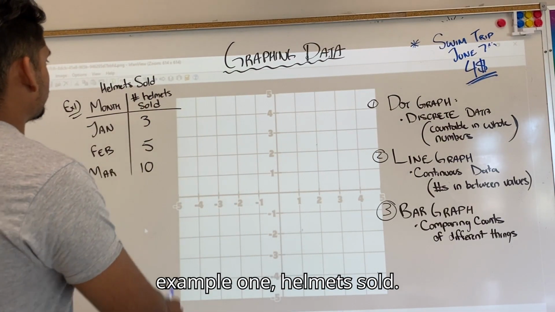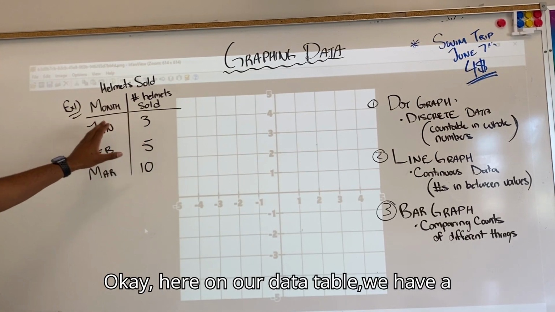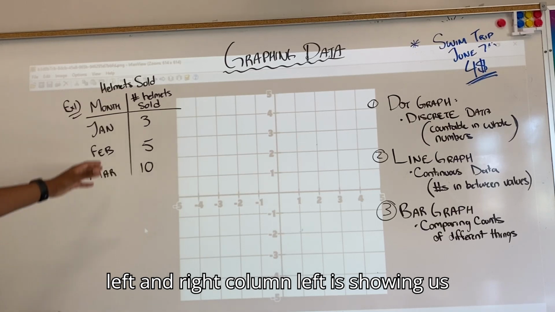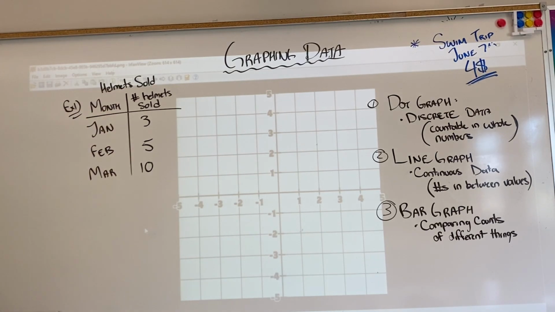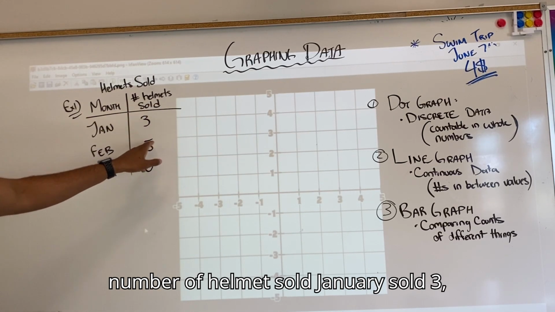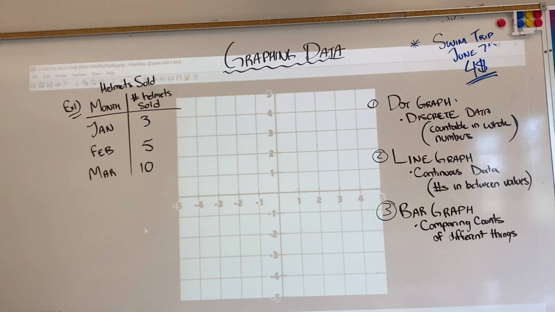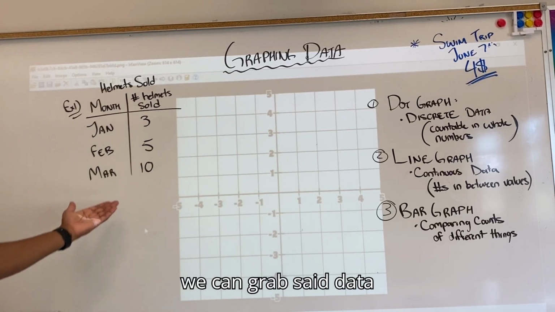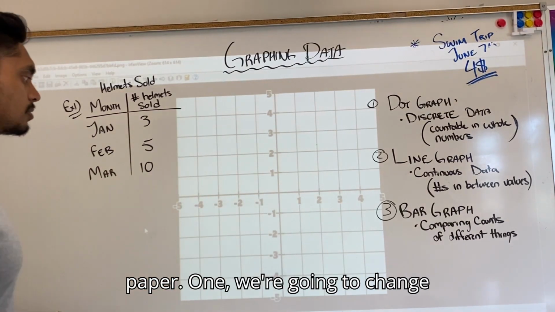So example 1, helmets sold. Okay, here on our data table, we have a left and right column. Left is showing us time, so January, February, March. And on the right here, we have helmets sold, number of helmets sold. January sold 3, February 5, and March 4. We can graph said data on our graphing paper.